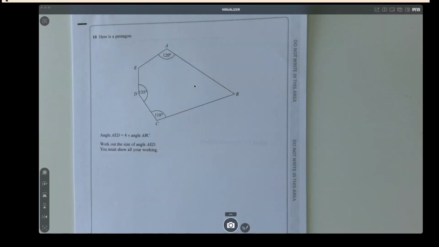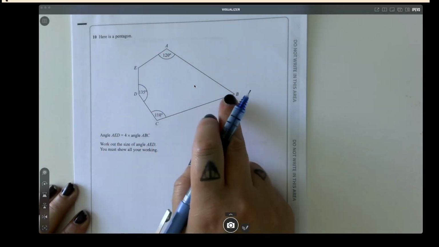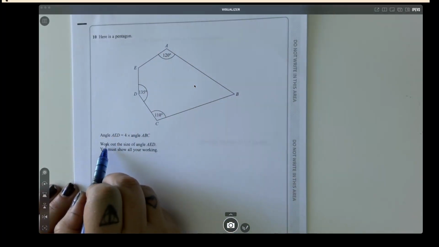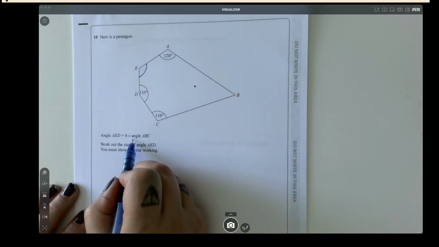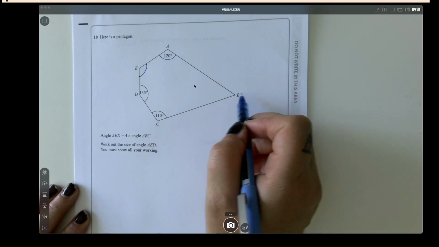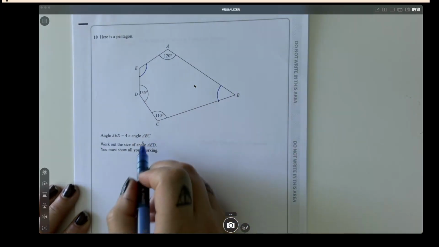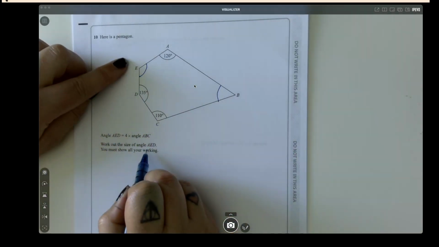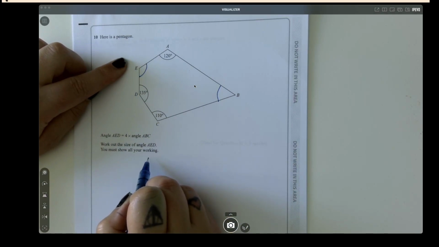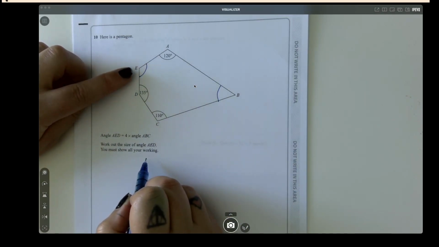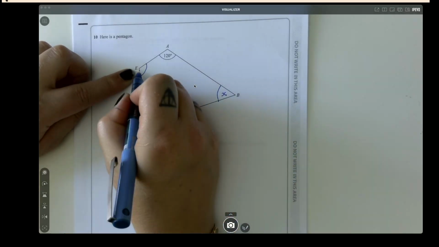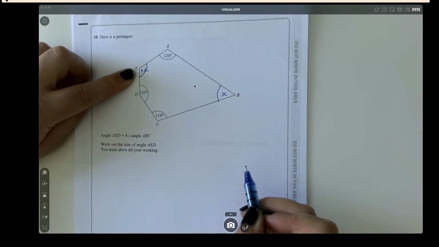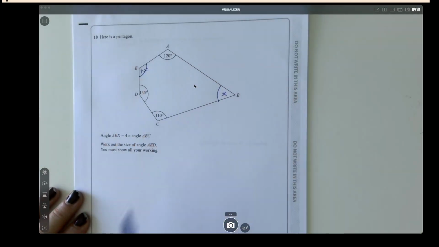Question 10. Here is a pentagon, so five-sided shape. Angle AED, so this angle here, is 4 times angle ABC, this angle here. Work out the size of angle AED, you must show all of your working. So we've been told that AED is 4 times this angle, so if we call this angle x, AED must be 4x. So angles inside a pentagon.